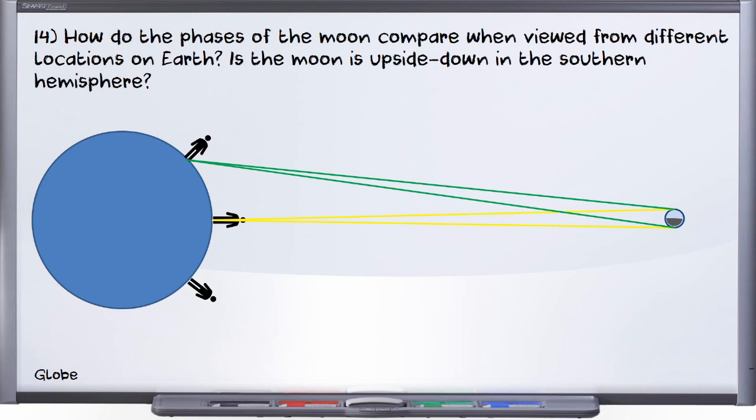And then as we go all the way into the southern hemisphere, we see approximately the same phase, the same quarter moon, but now the bright side is at the viewer's feet and the dark side is at the viewer's head. So on the globe, the phase of the moon does not change as you go north to south, but it does rotate. It turns upside down if you go in the southern hemisphere.